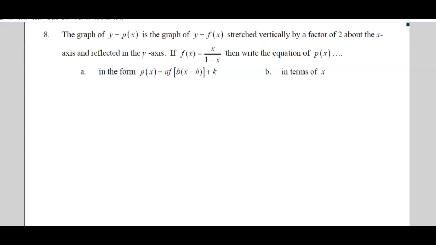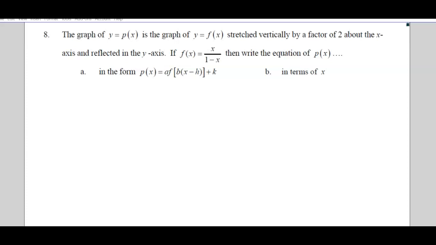Okay, so it says the graph of y equals p of x is the graph of y equals f of x stretched vertically, etc. So some transformations were done to f in order to get p. Then it actually tells you what f is, so that means you can actually end up graphing this. First part, express the equation of p of x in this form, which is sort of a rearranged version of the transformation form.